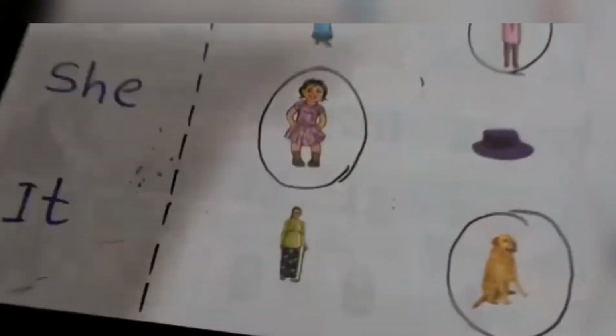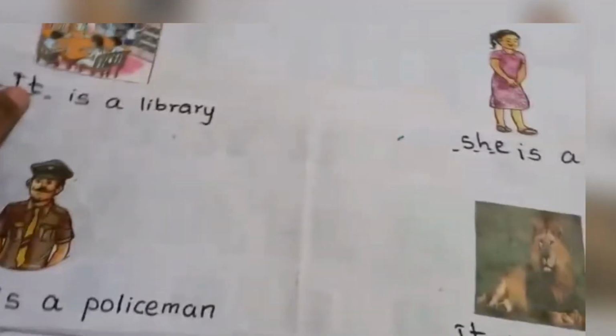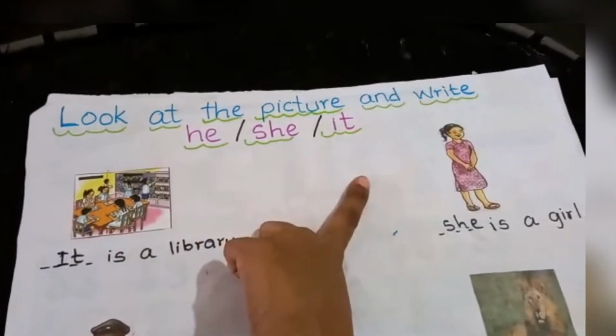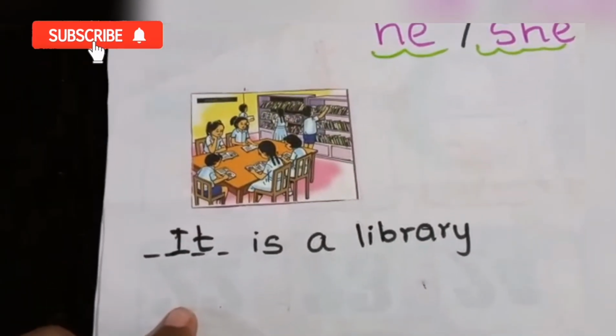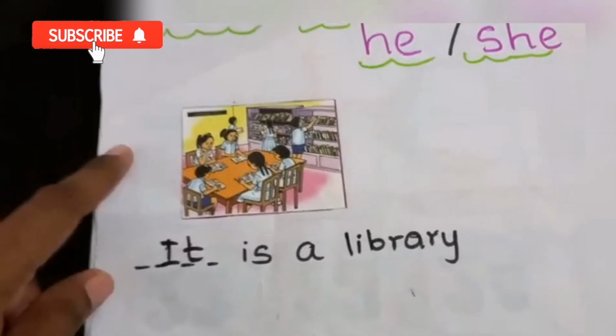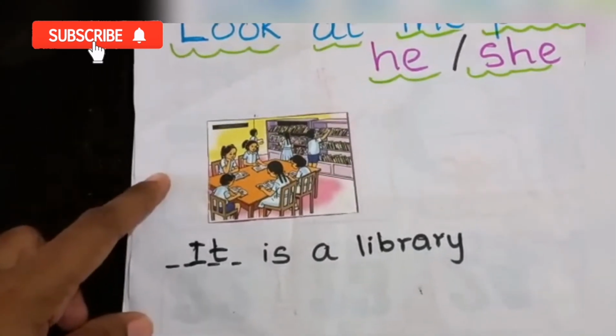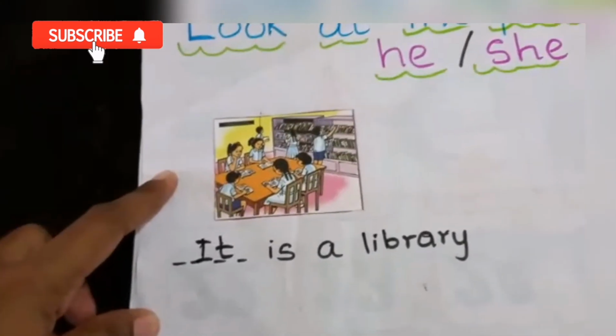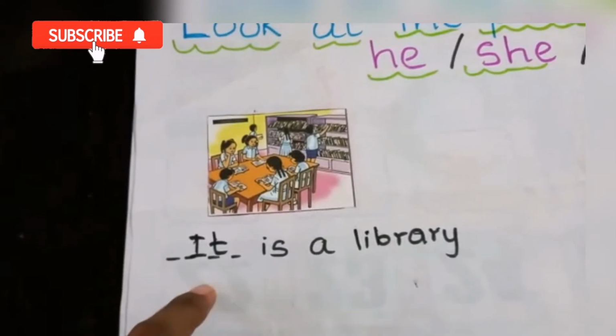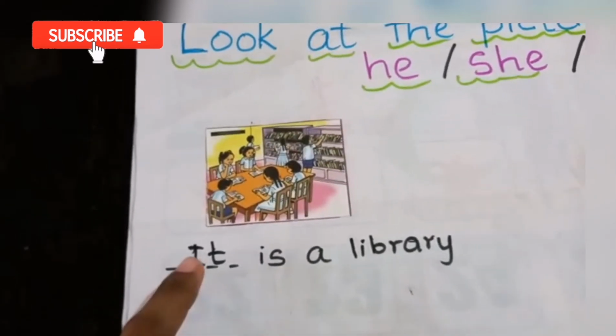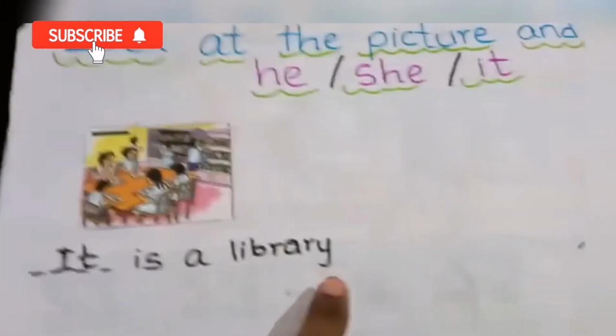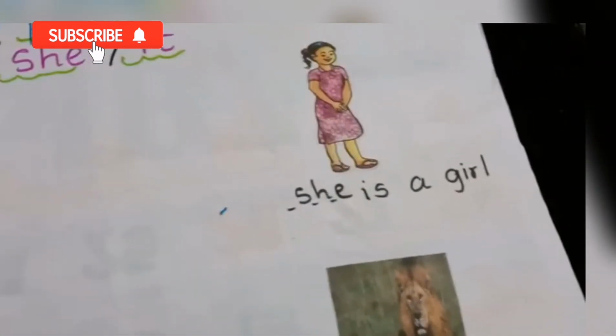Now let's see some more examples in a different way. Look at the picture and write he, she or it. Can you see the first picture? It's a picture of a library. Now it's a place. So for the place, as I told you, we'll write it. It is a library.